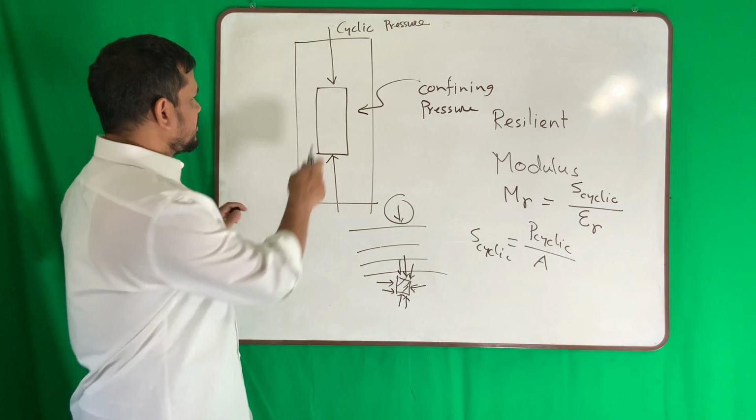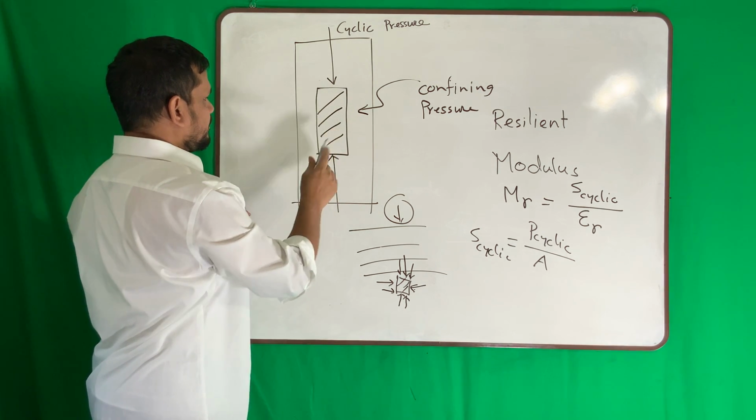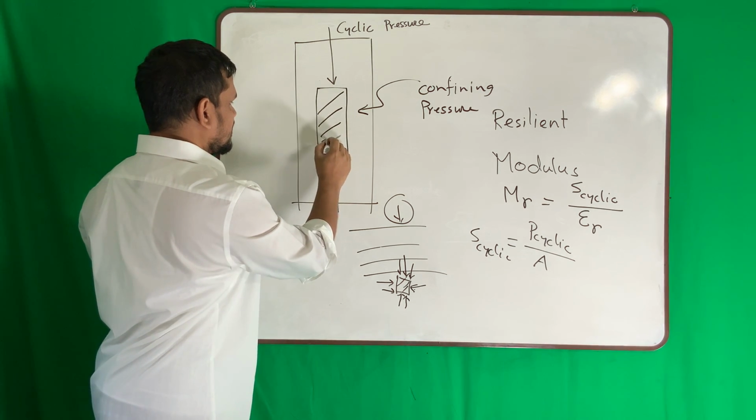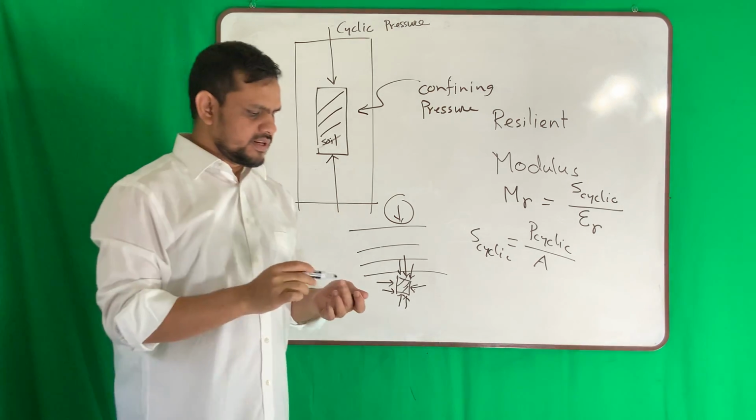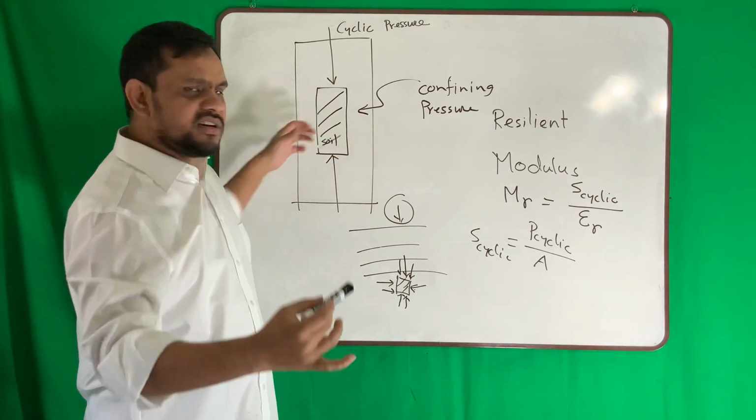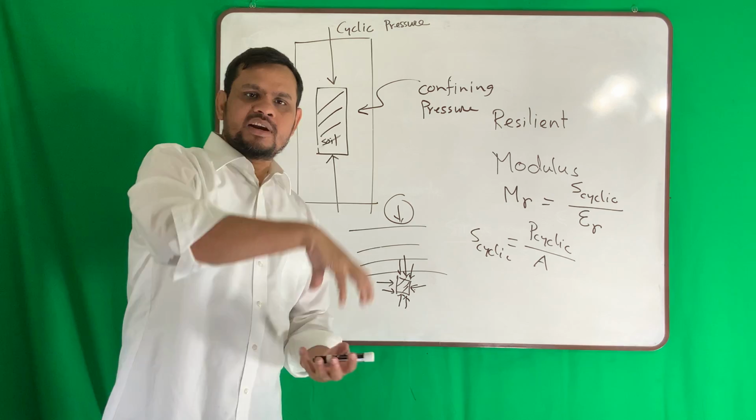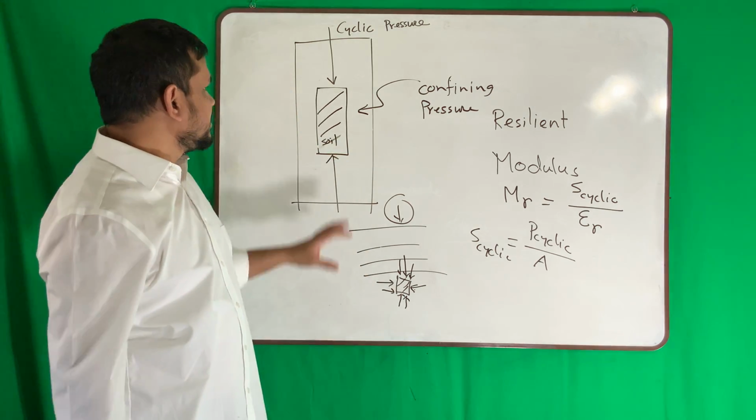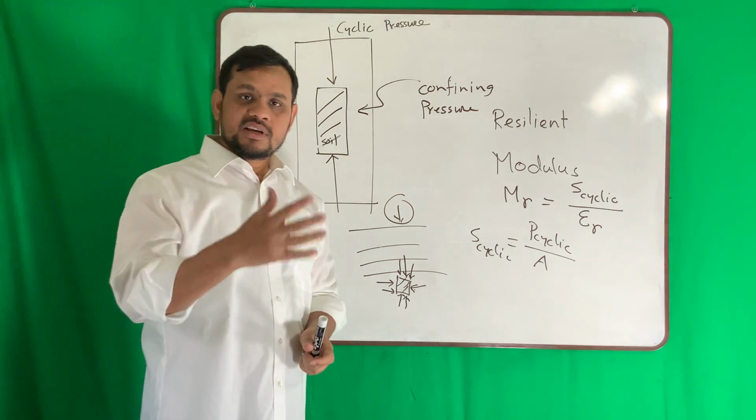We test. This is our soil sample. This is our soil or aggregate, whatever it is. So we apply different confining pressure and different axial pressure. So it is cyclic. Now, what is the cyclic?